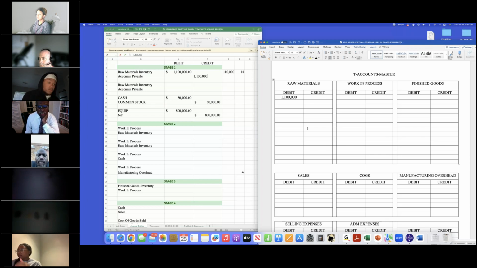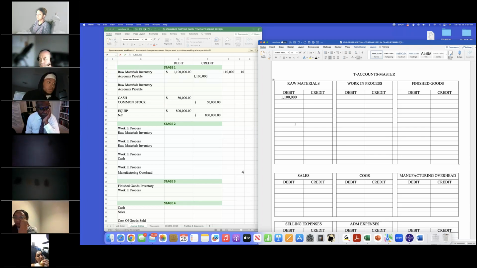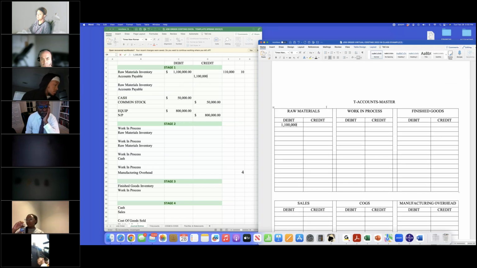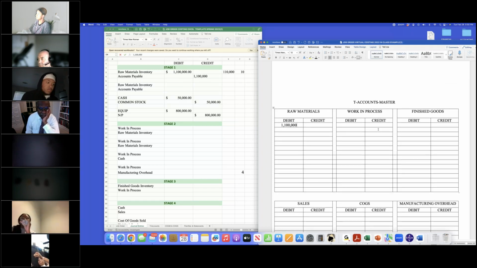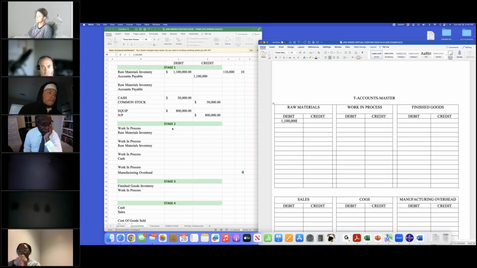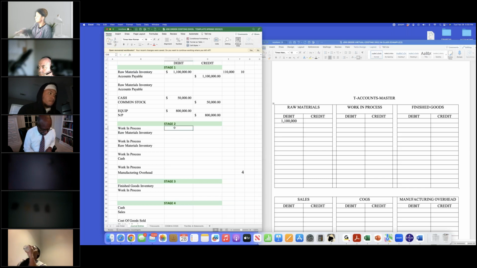Okay, now we're on stage 2. What's happening in stage 2, team 1? Okay. So the first entry in stage 2 is work in progress, debited for $1 million, and then raw material inventory credited for $1 million. Because we only transferred in 100,000, right? Yeah.